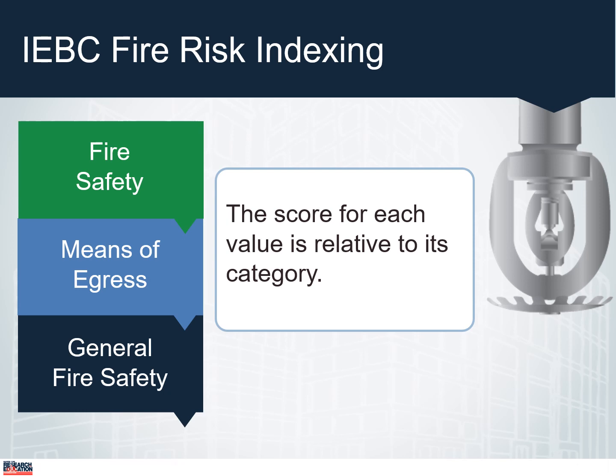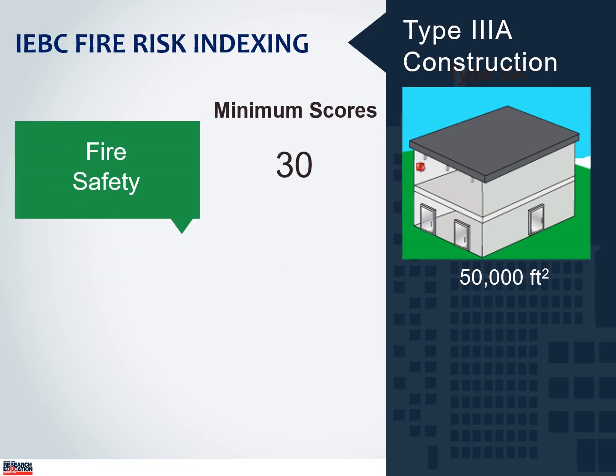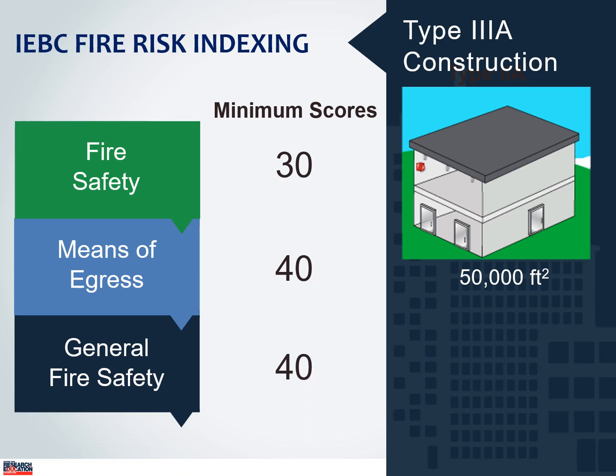When all of the components are evaluated, the score for each category will be compared to that in the code to determine whether the fire protection scheme meets the minimum fire safety criteria for existing buildings. Let's consider our two-story, 50,000 square foot office building with 25,000 square feet per floor. When using IEBC, the building must meet the minimum mandatory safety score at the end of the evaluation. In this case, the building is a Group B occupancy, where the building must also meet a fire safety rating of 30, means of egress score of 40, and a general safety score of 40. If the building meets or exceeds the minimum scores in each category, then the building is considered to meet the acceptable level of fire safety.